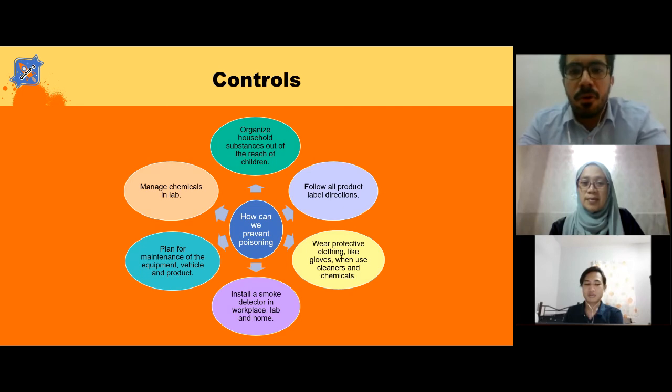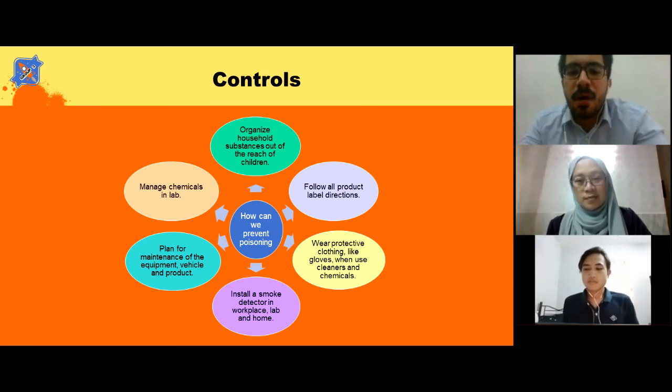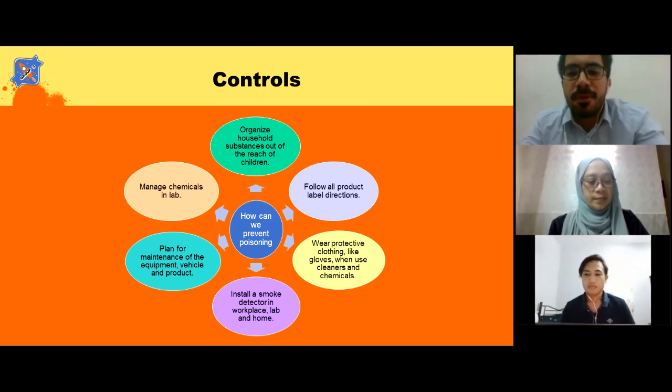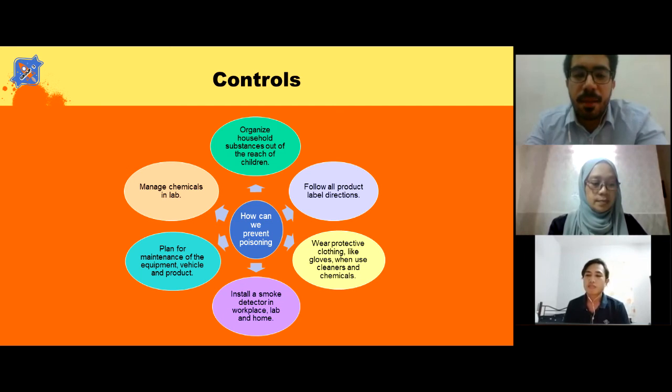So now I will talk on controls. How can we prevent poisoning? First, keep household substances out of the reach of our children. And also, we should follow all product label directions. We should wear protective clothing like gloves when we use cleaners and chemicals while working in the lab. We should also install a gas detector in the workplace, such as lab and home. Plan for maintenance of the equipment, vehicle, and product, and manage chemicals in the lab.